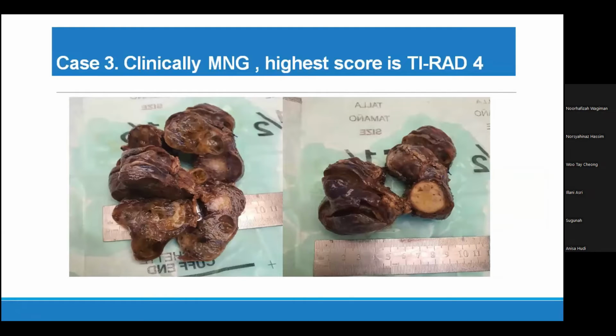Okay, so case 3, clinically MNG, highest score TIRADS 4. For this specimen, it is MNG. You can see multiple colloid nodules with a thin capsule, and suddenly you find this whitish area is really disturbing. And then when you cut further, this is one whitish nodule. I think when it is like this, we have to pay more attention to this.